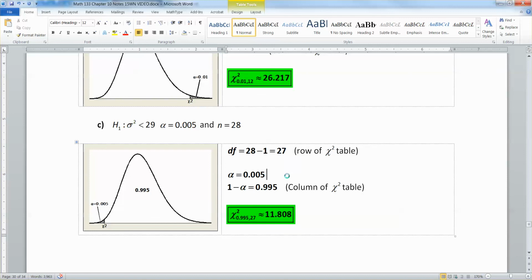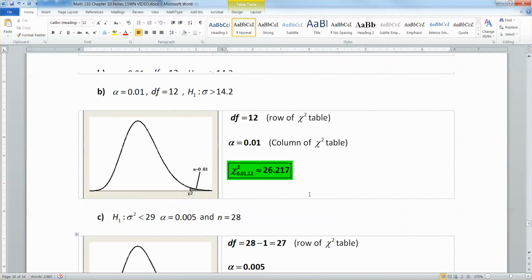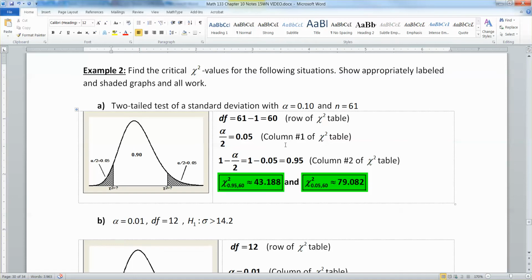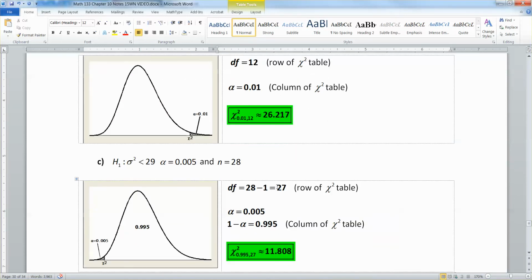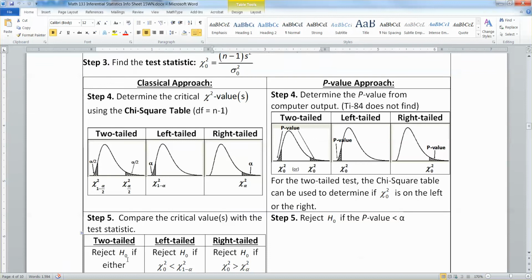That's how to find all the critical values you need for a left-tailed, a right-tailed, and a two-tailed test. And remember, if ever you get lost about whether it's 1 minus alpha or alpha, always look back to your inferential statistics sheet because it tells you right in here which one you want. Right-tailed test, you want alpha. Left-tailed test, you want 1 minus alpha. Two-tailed test, you need alpha over 2 and 1 minus alpha over 2.